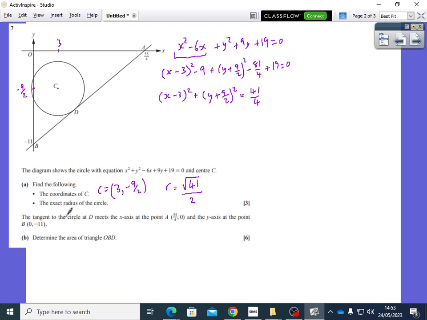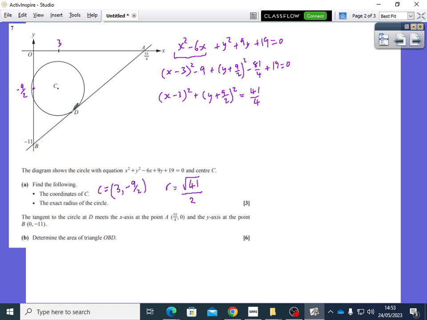Then it goes here, the tangent to the circle at D meets the x-axis at this point, 55 over 4, 0, and the y-axis at 0, minus 11. Determine the area of the triangle OBD. So let me do that again. Determine the area of the triangle OBD.